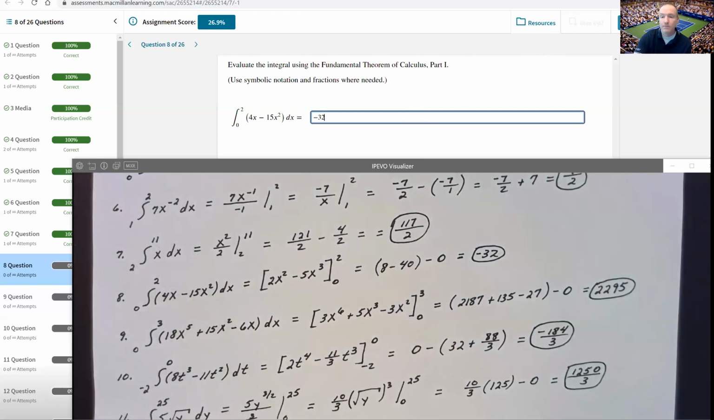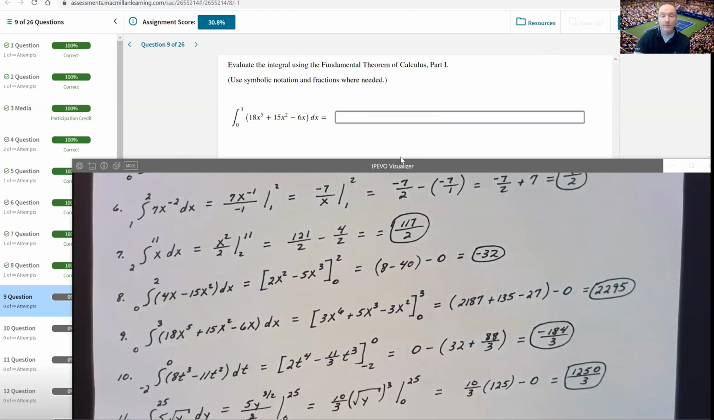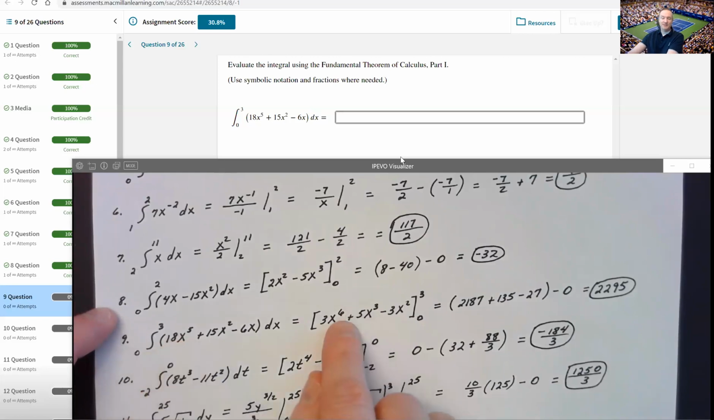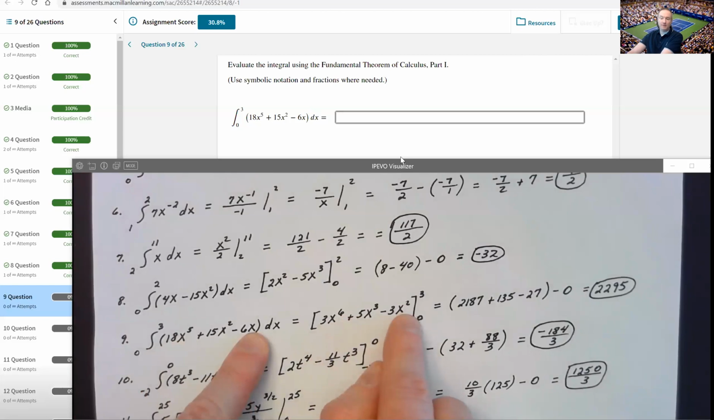When I check that answer, of course, it does say correct. For number 9, we have a trinomial in there, degree 5, that we're evaluating between 0 and 3. Whenever I did the evaluation on this, I had to first, of course, integrate, and you get your 18x to the 6th over 6, gives me 3x to the 6th. This term becomes 5x to the 3rd. The next term, 6x to the 2nd over 2, becomes minus 3x squared. We're evaluating this from 0 to 3.